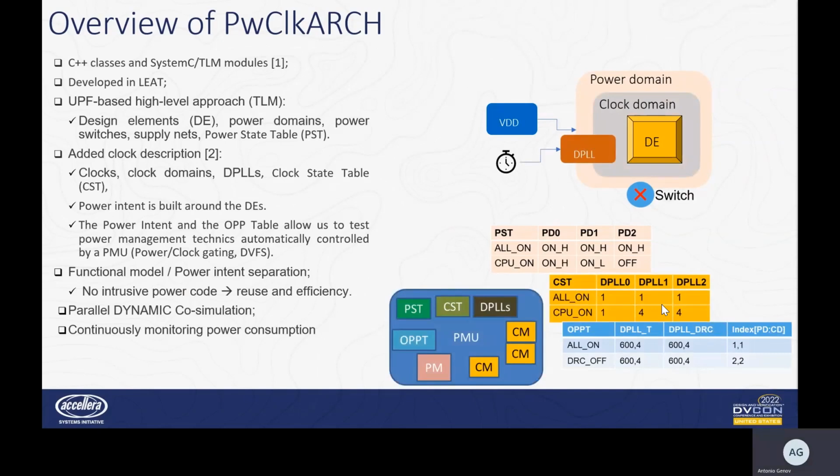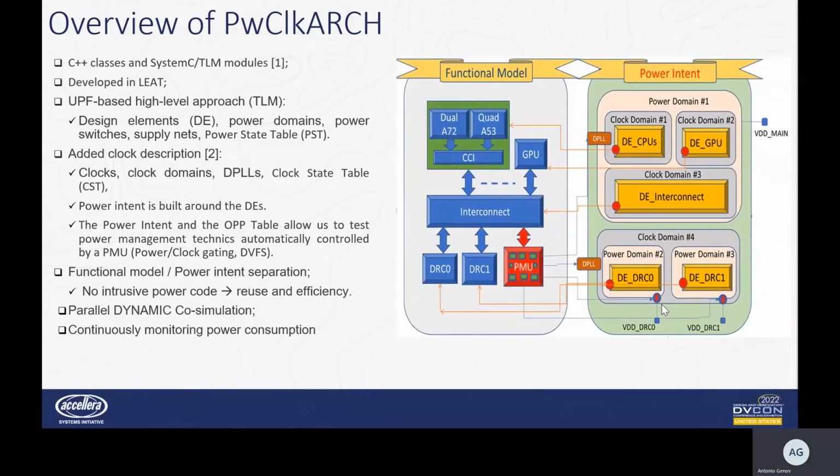A power and clock specification is built on the PLLs to define the power intent. This way, the separation between the hardware design and the power and clock intent is reinforced. The definition of power intent and the use of an operating performance point table based on the one used in the Linux kernel allows us to define power management strategies such as clock gating, power gating, DVFS, and others, which are then automatically controlled by a power management unit or PMU module.